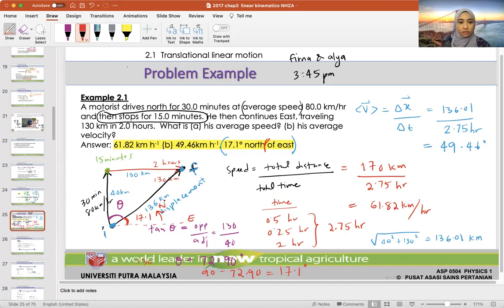Do you all understand? So speed is total distance over total time. We have to calculate each distance and all the time. And then average velocity is the total change in displacement, which is final minus initial, over the total duration of time, or the total change in time. Okay, change in time is duration of time.